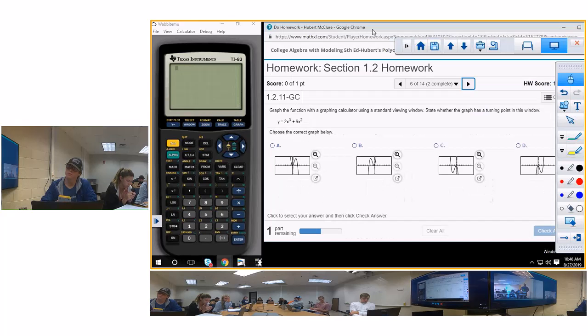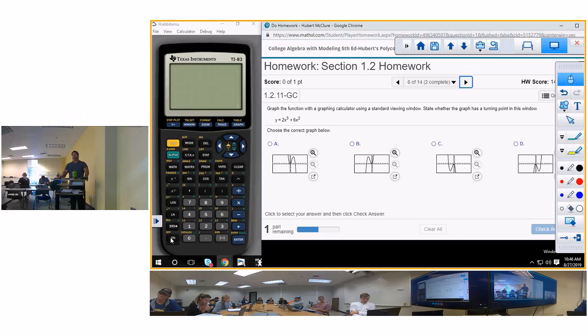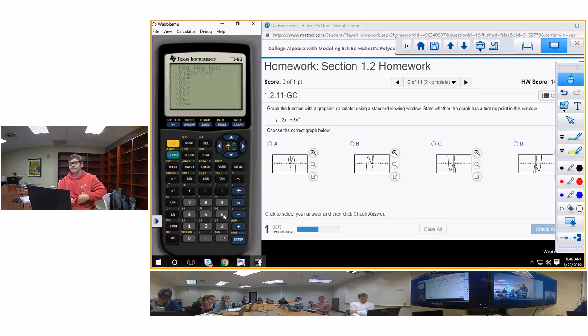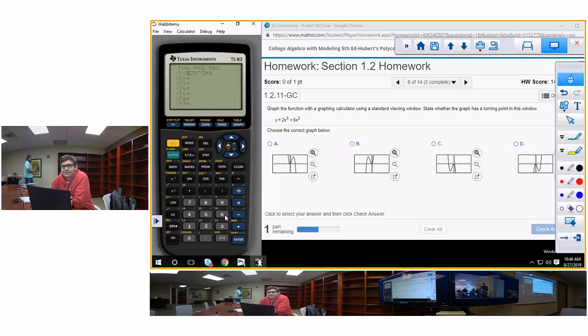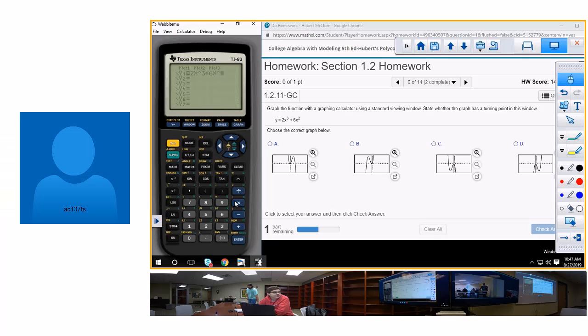There we go. So type in on and graph, or y equals, and then type in 2x caret symbol 3 plus 6x caret symbol 2, and hit graph. There it is. So it's B.